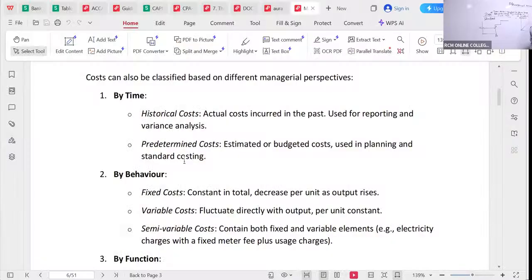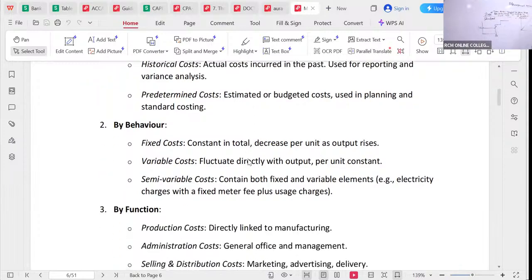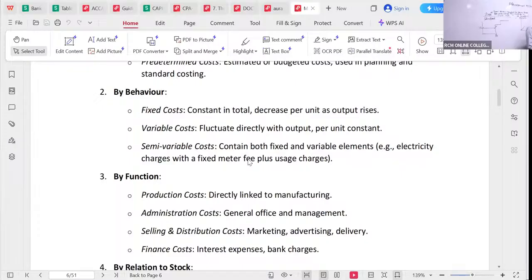Then we have classification by functions, management functions. You know, like how we do administration. Those are functions of management, isn't it? Functions of a company. So we have administration, distribution costs, and finance costs by function. So by function, we have production or manufacturing costs, which are directly linked to manufacturing. Then we have administration costs, general office and management. Then we have selling and what here, somebody? Distribution, marketing, advertising, delivery. Then we have finance costs: interest expenses, bank charges, etc.